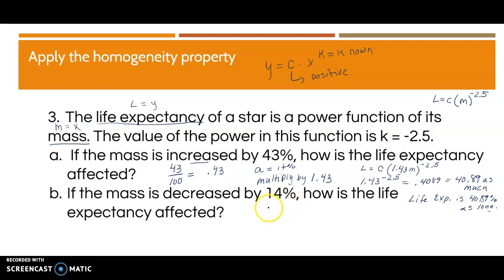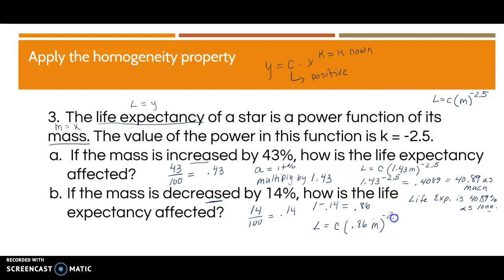So 14% we have to make into a decimal. Now we have the word decreased. Up here we had increased and we added. Decreased, we're going to subtract. So we're going to take 1 minus 0.14. And so we do that math and we have a value of 0.86. So that means in our equation, the life expectancy of the star, there's this constant, will be multiplied by 0.86. And that means that the mass of it would decrease by 14%. 86% of the mass would still be there.